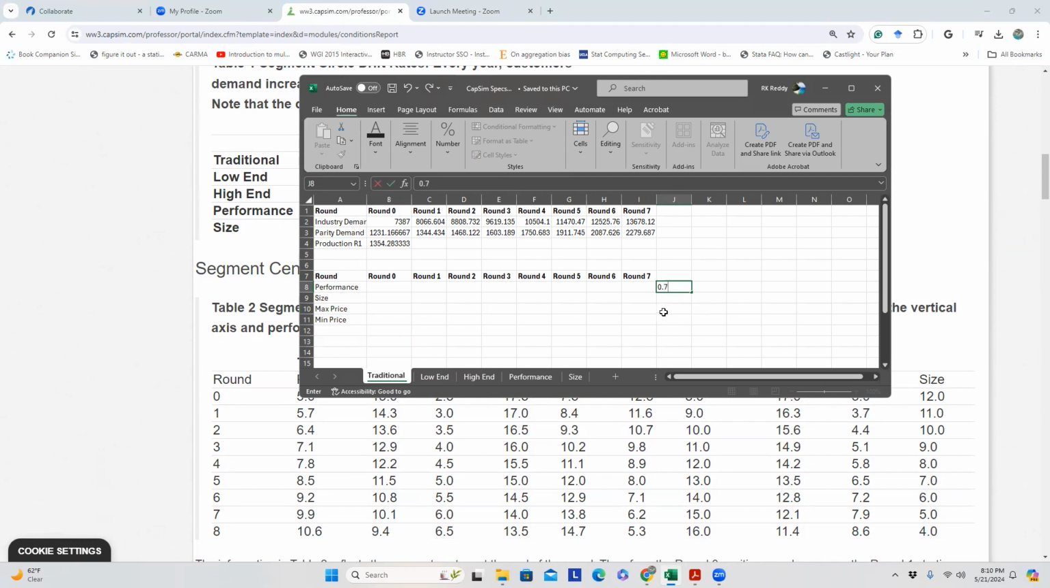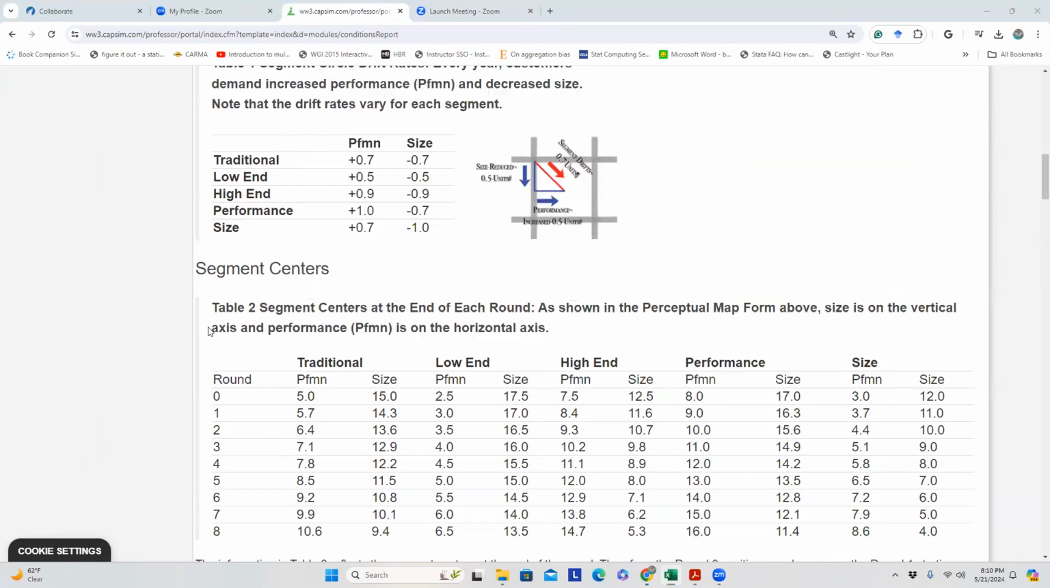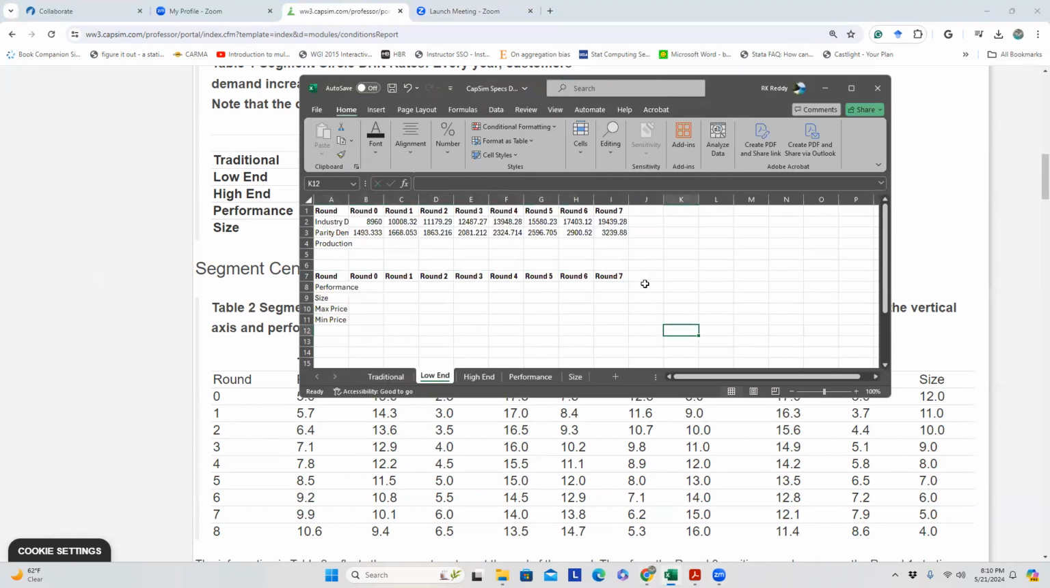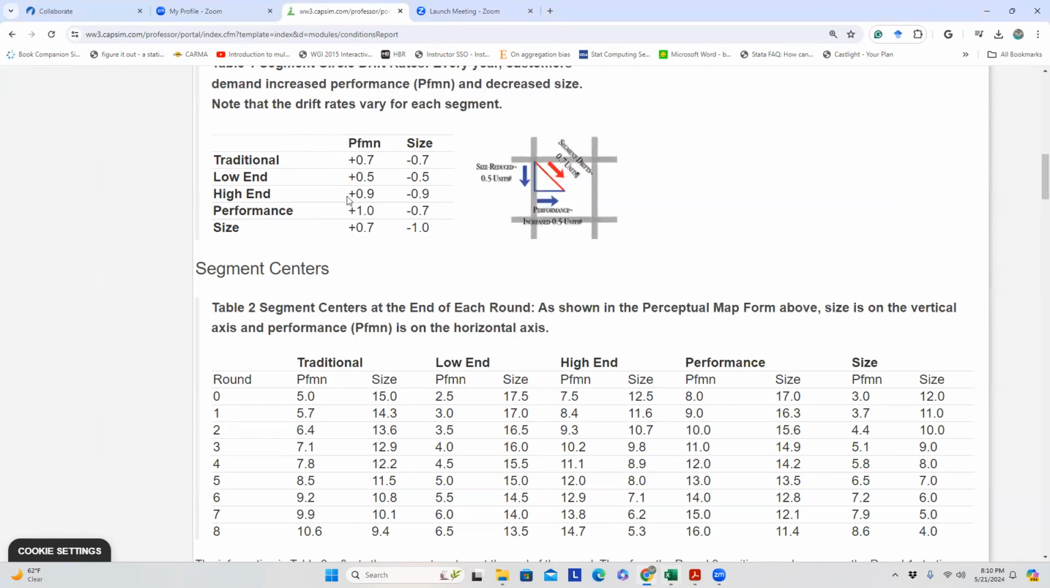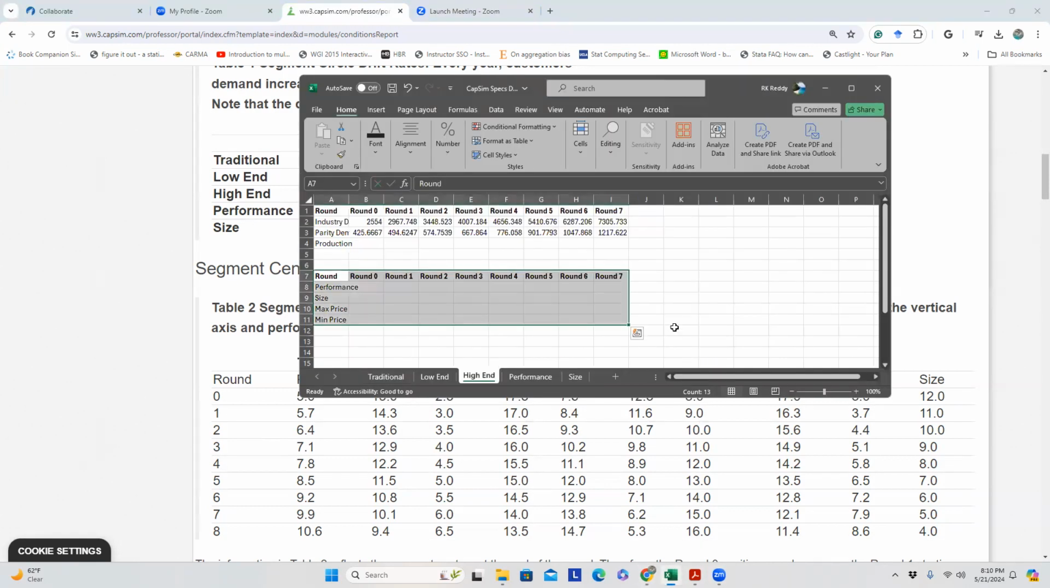0.7 increases performance, so I'm going to put a plus here, and a negative sign here because the size decreases by 0.7. This is for your traditional product. Now let's look at the low end. This is plus 0.5 and minus 0.5, so the performance increases by 0.5 and size decreases by 0.5. This is a plus and this is a minus. Now for high end, you see plus 0.9 and minus 0.9. So for high end, it's going to be 0.9 and 0.9, and this is a plus and this is a minus.